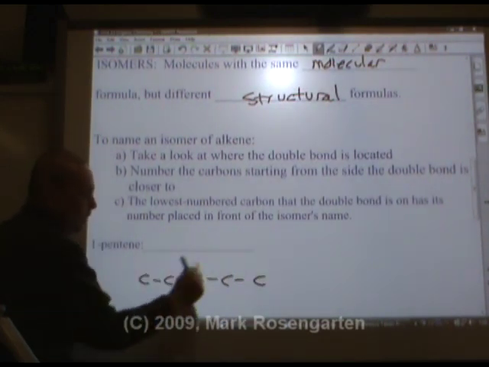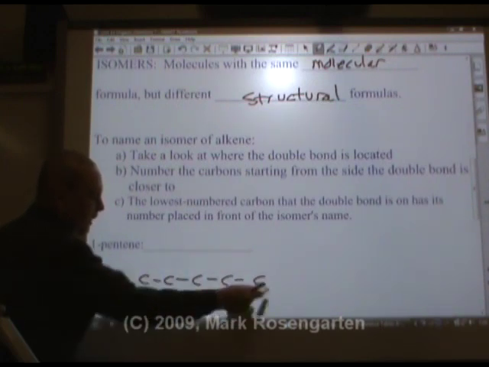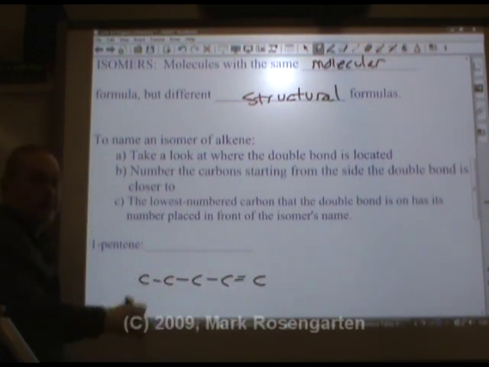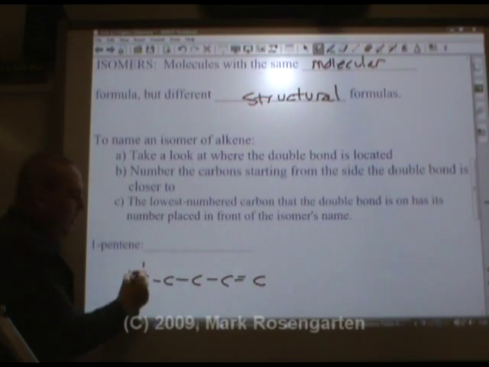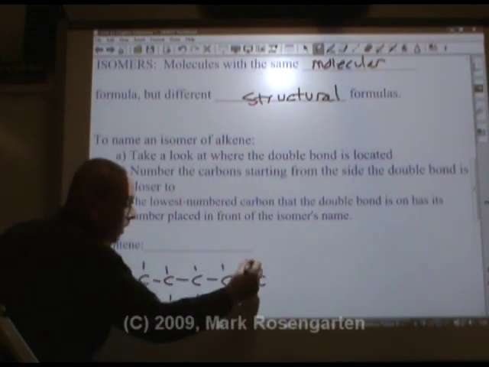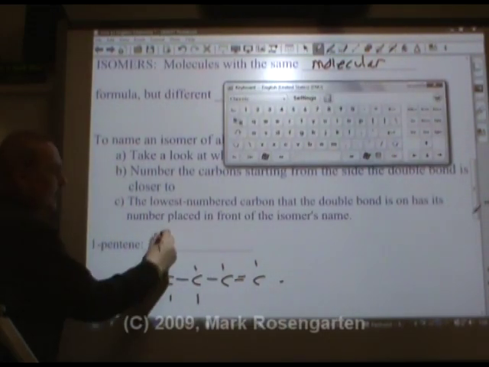Eeny, meeny, miny, mo, catch a tiger by the toe. If he hollers, make him pay $50 every day. Okay, I'll put it there. Doesn't really matter. I could have put it here too. It would have still been 1-pentene.